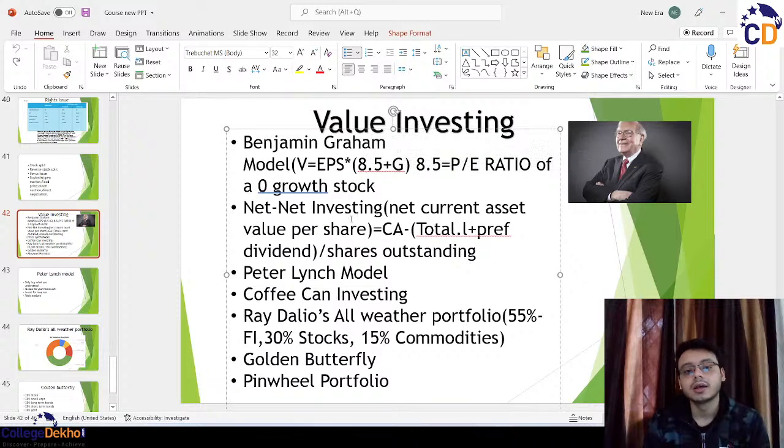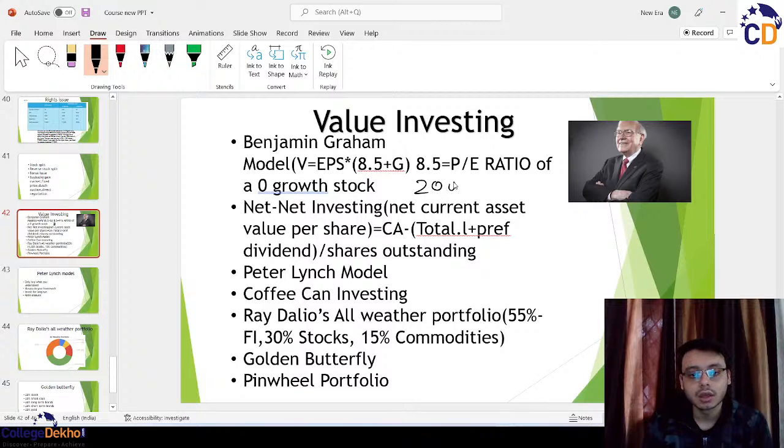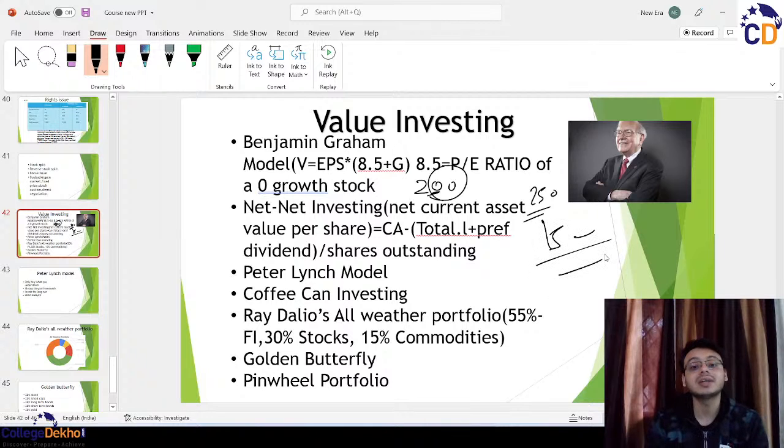Then the second thing he talked about is that the value of the company will come by using this formula. For example, if the value of the company comes out to be 200, but in reality the company is being traded at 250 rupees, it means the company is overvalued. And if the value comes out to be 200, and in the current market it is being traded at 150 rupees, it means the company is undervalued. That is the fair value the price has to come to.